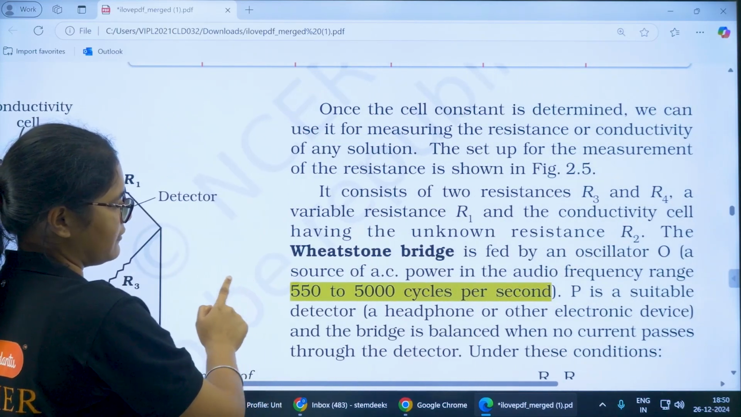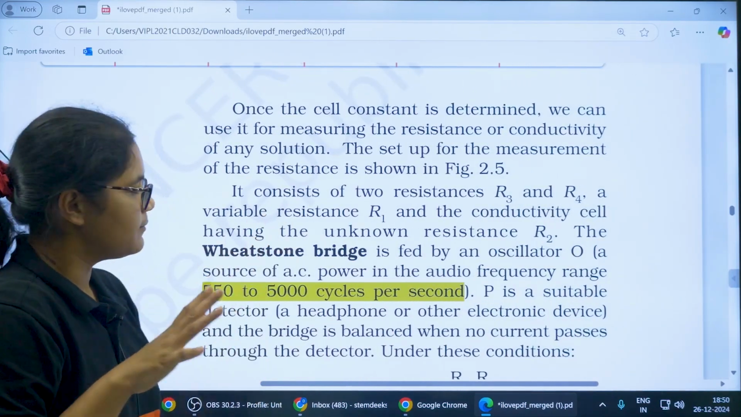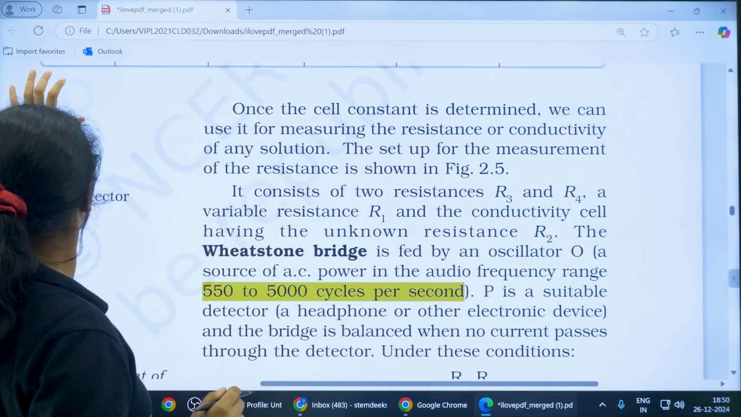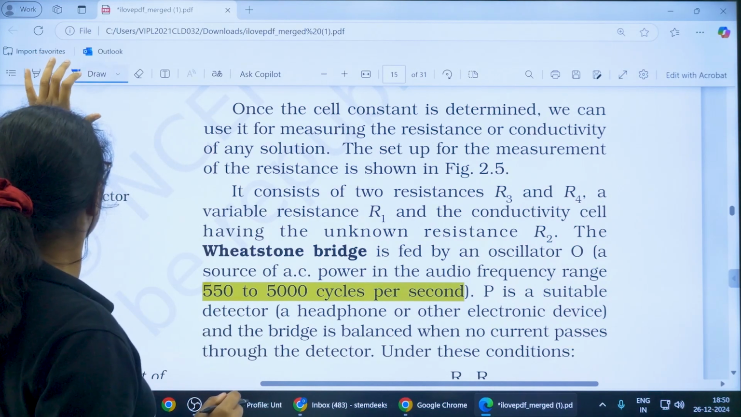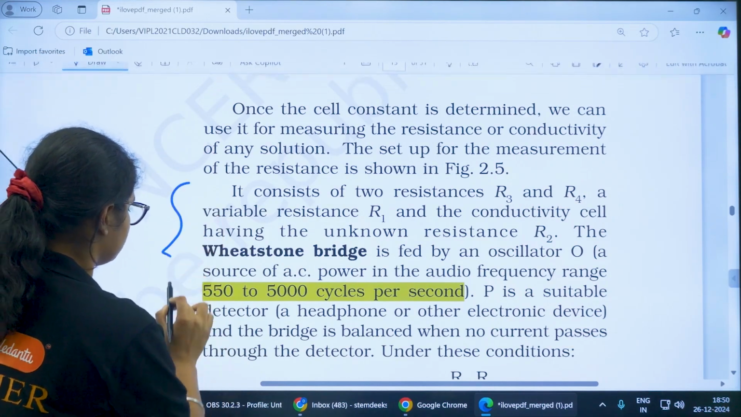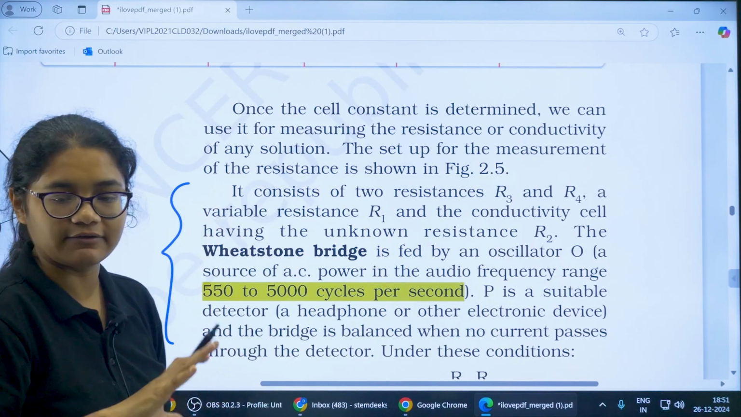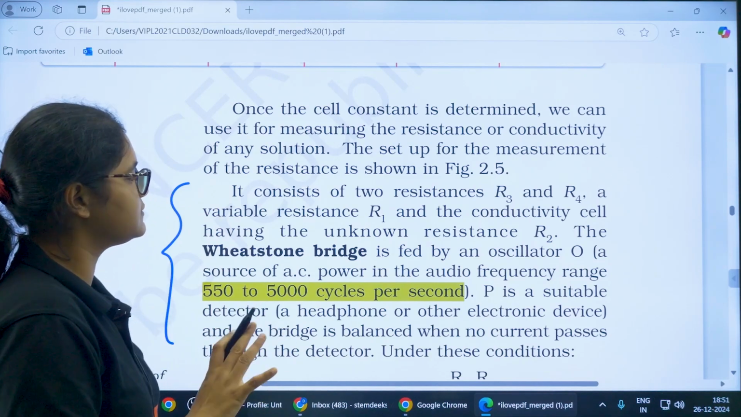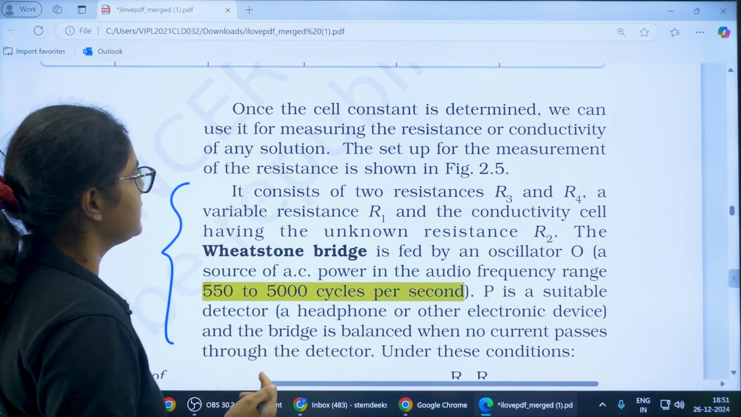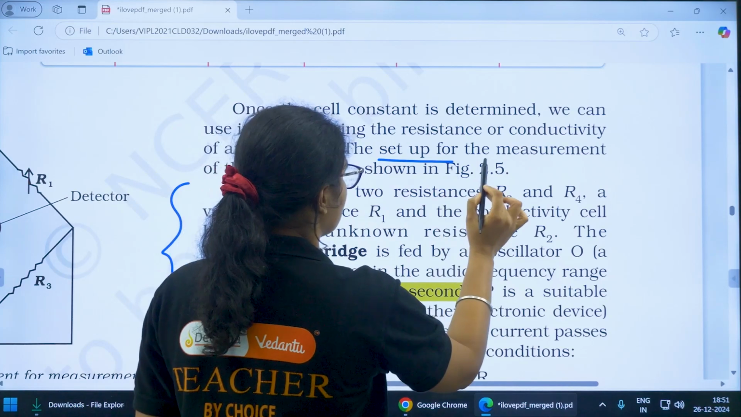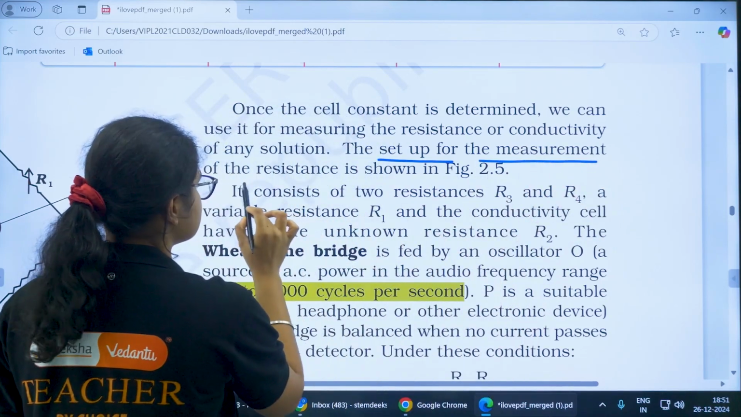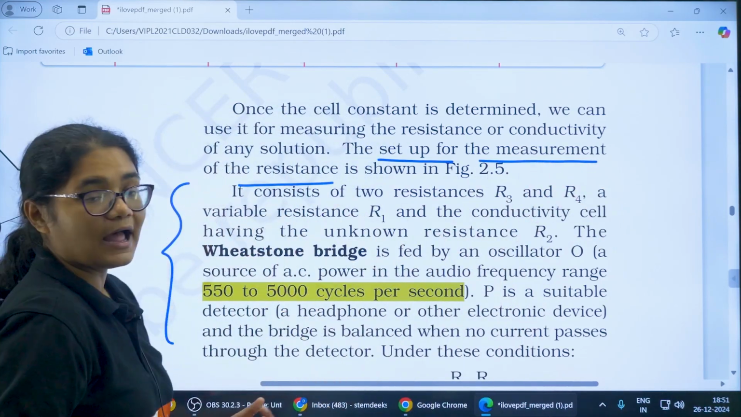You do not have to go and read this question, but I still want all of you to at least read this paragraph. Do not miss this. After everything is done, you can just read this paragraph, and the question like what should be the setup for the measurement of the resistance of an ionic conductance.